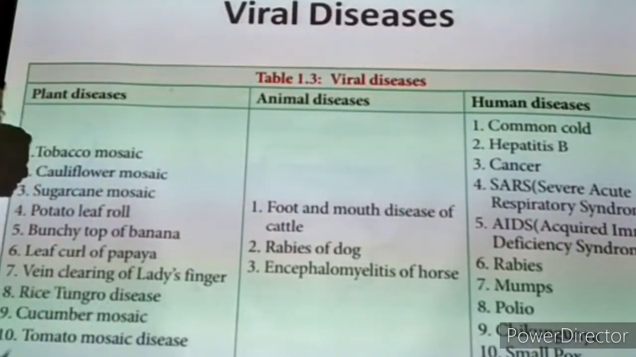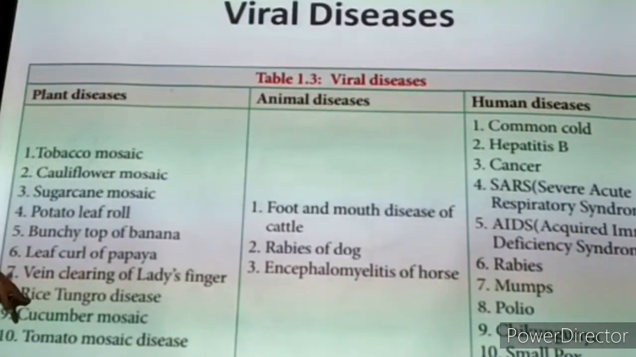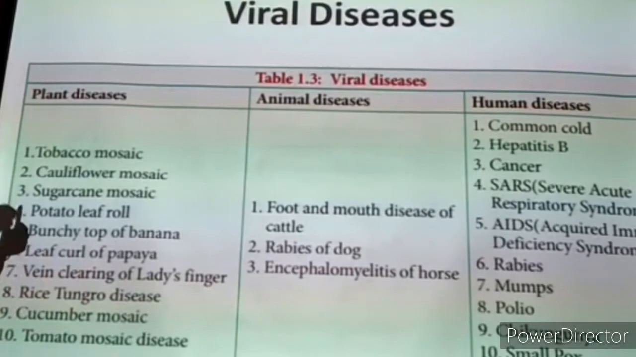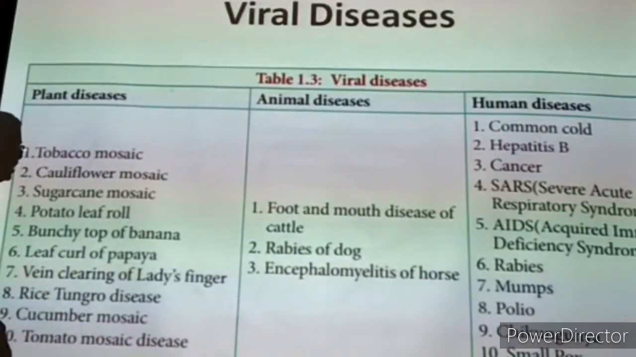Rice tungro disease. A rice plant means what? Paddy plant. In the rice plant, the leaves are narrow and long, normally green. But here also, yellow color patches will be formed on the outer surface. That is called rice tungro disease. The other two we have already studied as mosaic disease. All these diseases are plant diseases.